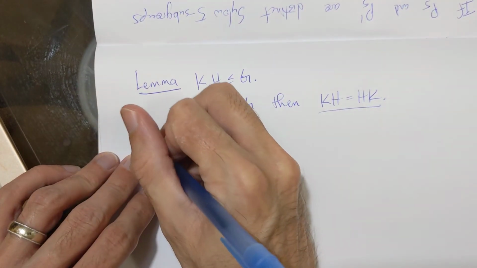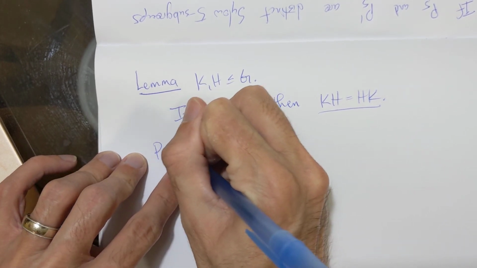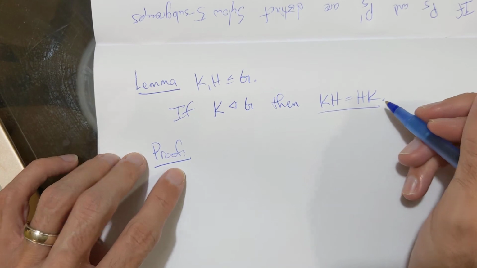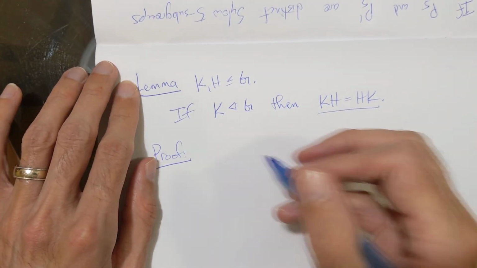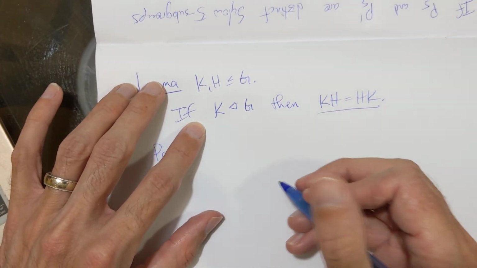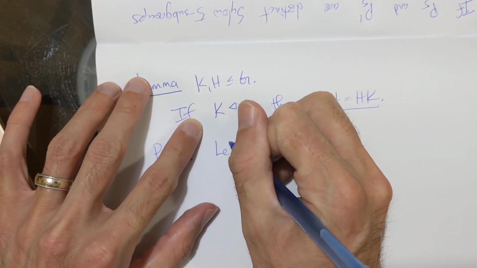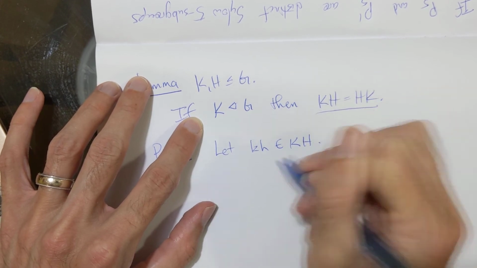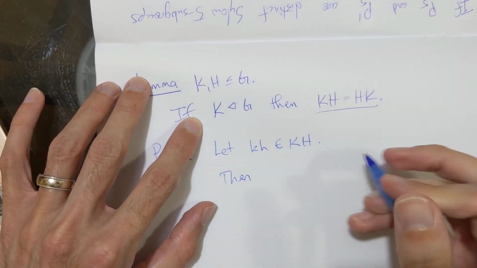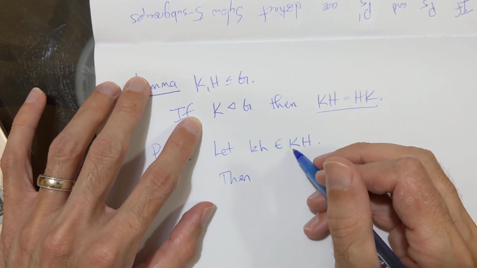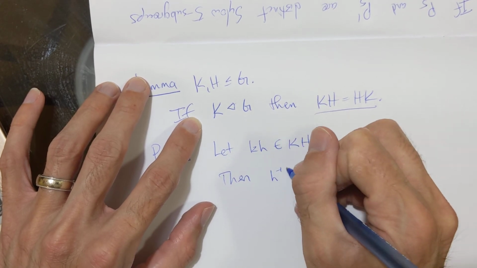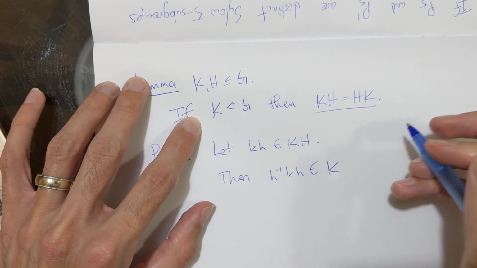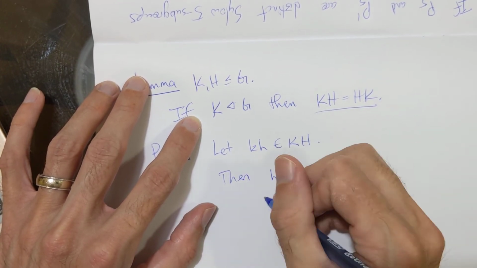So let's prove that. Right, we have to prove that KH equals HK if K is normal in G. Okay. Let kh be in KH, then K is normal, so h inverse k h is in K, so write it as like k0.